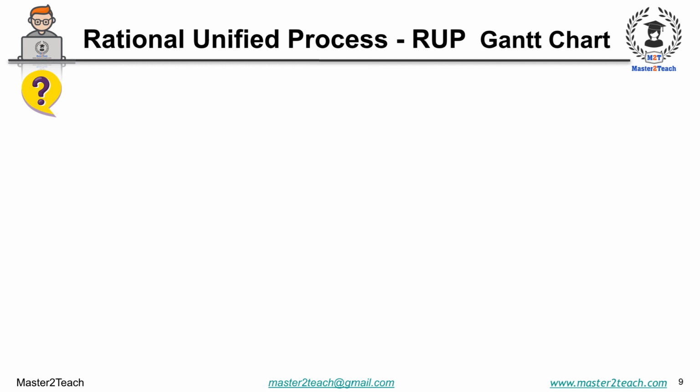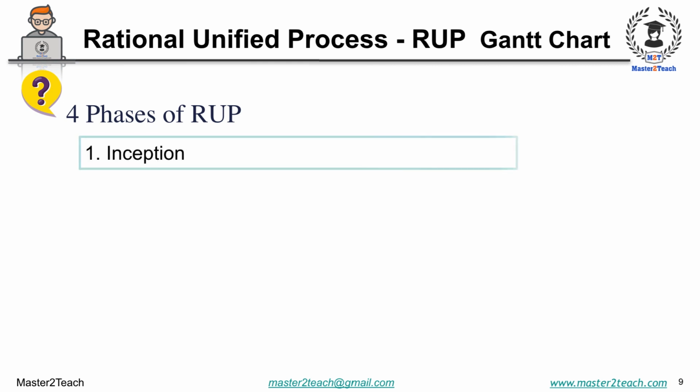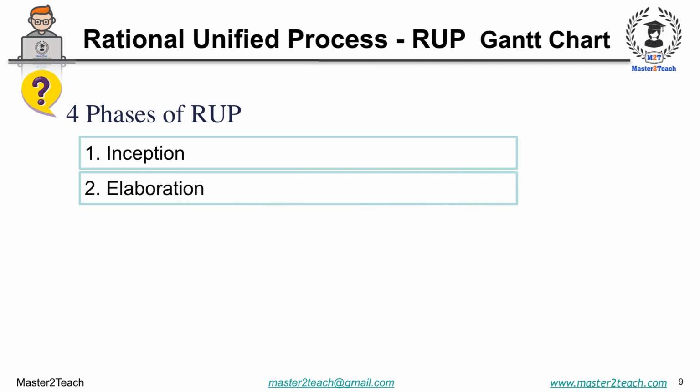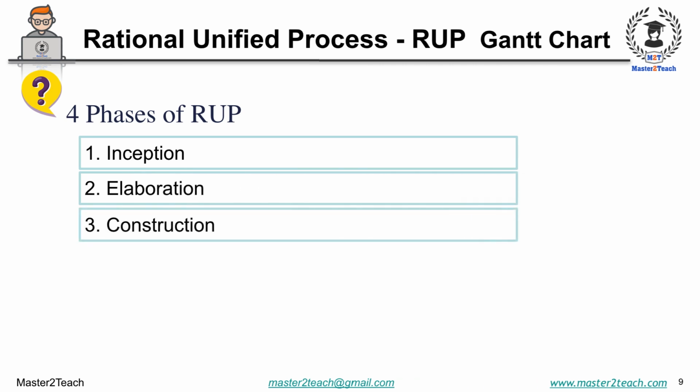Rational Unified Process (RUP) divides the development process into four distinct phases that each involve business modeling, analysis and design, implementation, testing and deployment. The four phases are as follows. Number 1 Inception, number 2 Elaboration, number 3 Construction, whereas number 4 Transition.